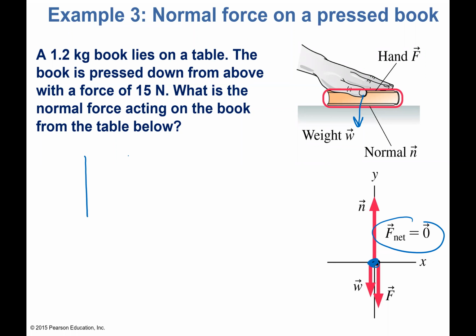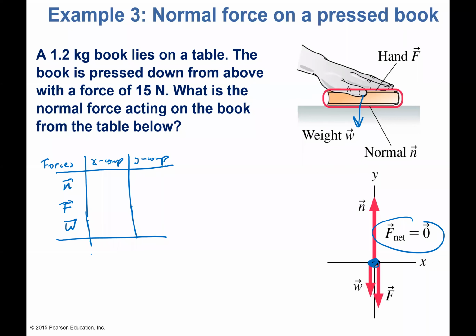That means what we do here is we make a table again. Basically, we do the free body diagram and then make a table. These are my forces, and these are going to be the X components and Y components. How many forces do I have? I have 3: the normal force, this applied force, and the weight. And some of those 3, technically, my F net is what? The F net, you can write as F sub net or just the sum of the forces, is equal to N plus the applied force plus weight.